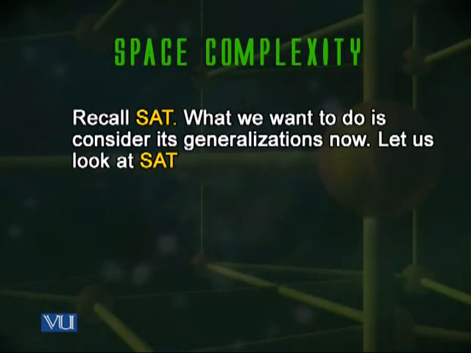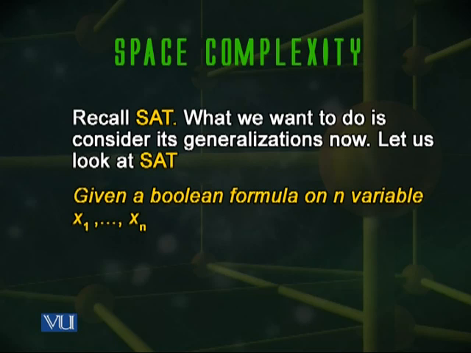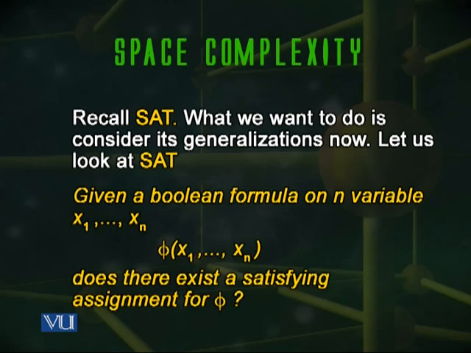What we want to do is then later consider its generalizations. But let's look at SAT. We're given a Boolean formula on n variables x1 up to xn, and the question is, does this Boolean formula have a satisfying assignment? In other words, we make a Boolean formula using Boolean connectives ands, ors, and nots, on n variables, and then the satisfiability question is: is there a way to assign true and false values to these variables which makes this formula true? That was the satisfiability question.